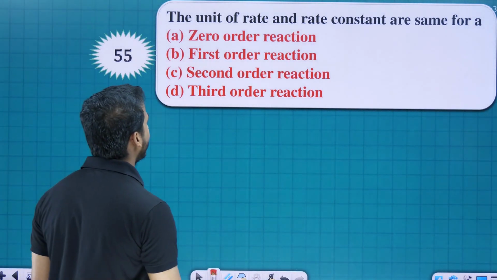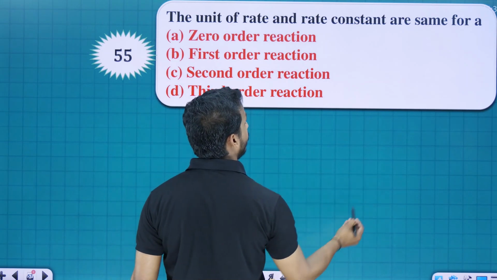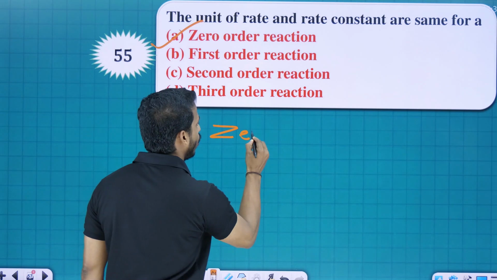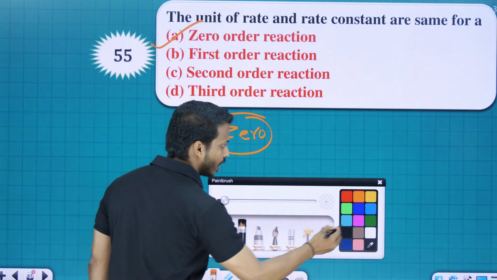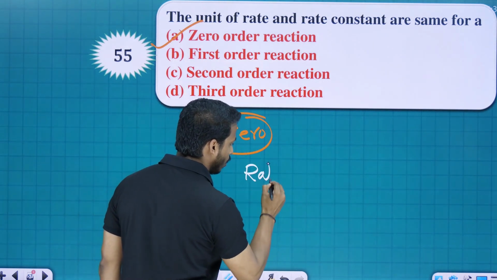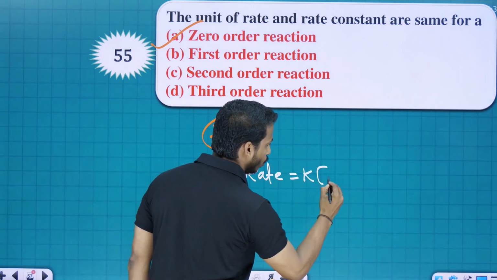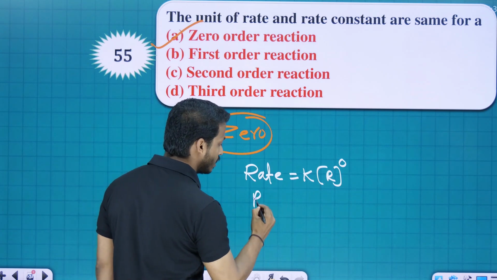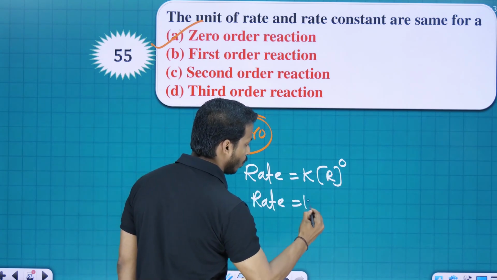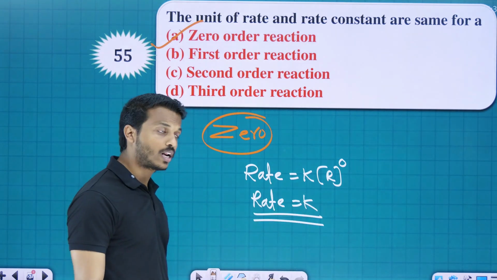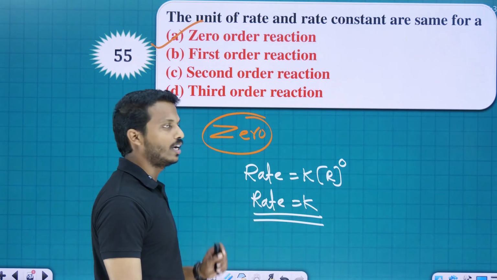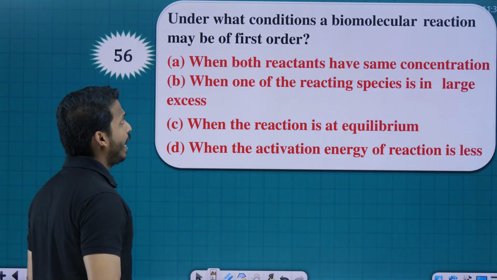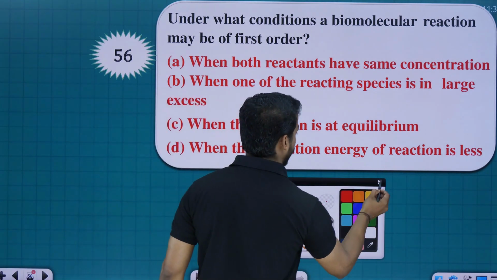Now, the unit of rate and rate constant are the same for which one? Zero order. Dear all, for a zero order reaction, how do we write the rate? Rate is equal to K into A raised to 0. Zero order means the power should be 0, right? So what is this equal to? Rate is equal to K. So for a zero order reaction, the unit of rate constant and rate are similar.